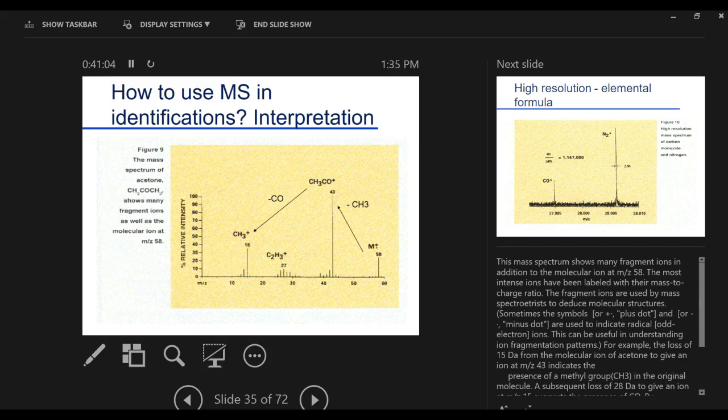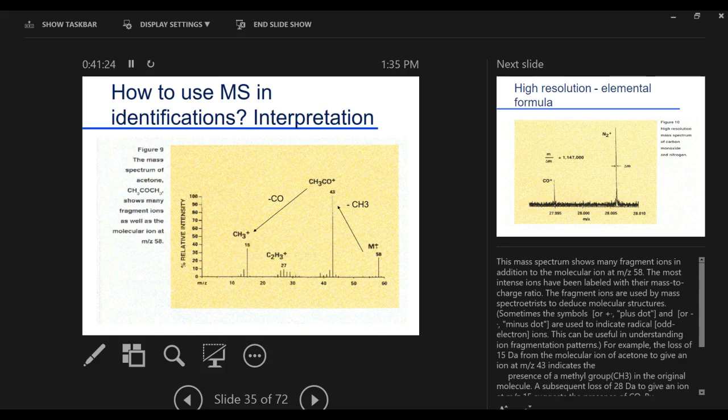These are low resolution instruments. You notice I put a number 15, 27, mass 43, mass 58. And you know that's not mass 58. The only thing that has an even mass number is carbon. Everything else is going to be some decimal. And so this is what we call low resolution.